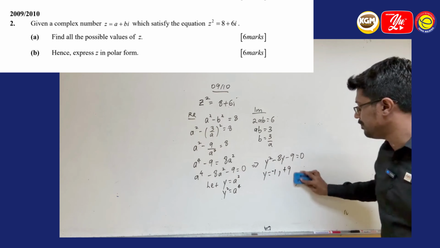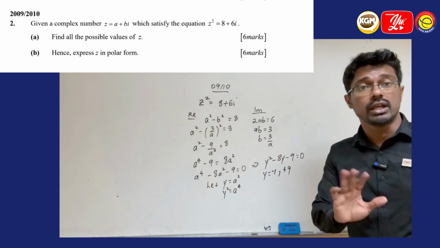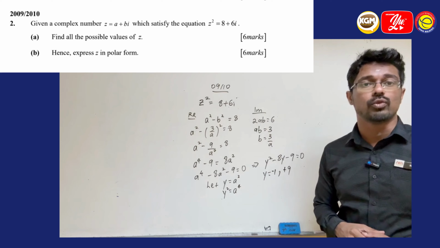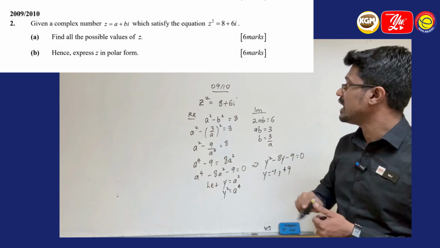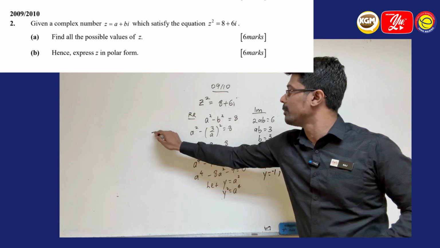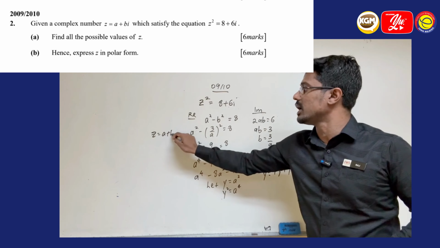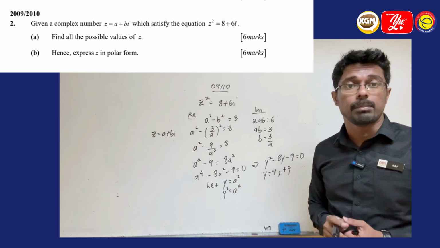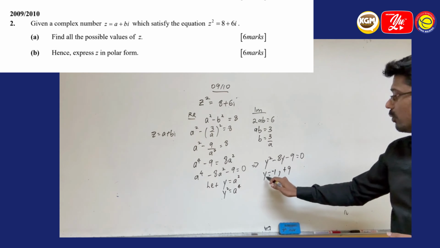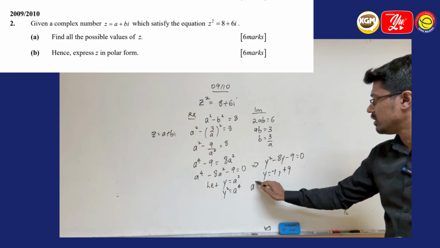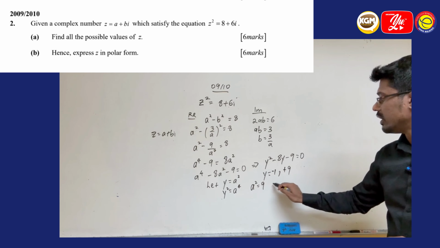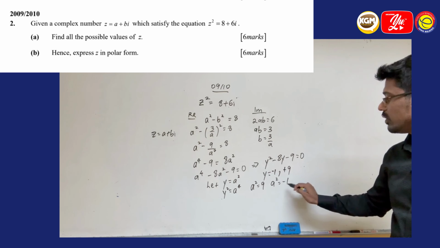We are not done yet, because what we have obtained is the value of y. What I want is my values for a and b. My complex number just now I gave as a plus bi, so I want the values of a and b. So I recall what my y is: my y is a square. So a square is equal to 9, and also a square is equal to negative 1.